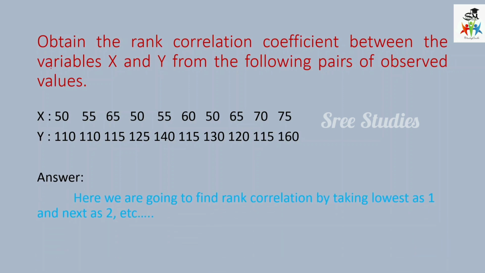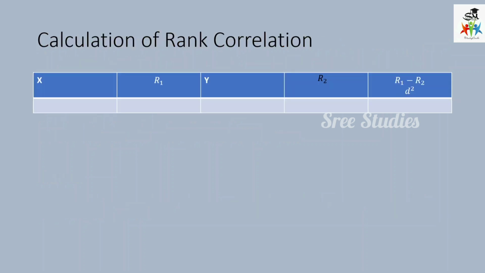Here we are going to find the rank correlation by taking the lowest value as 1 and the next to lowest as number 2, second rank, and so on. Let us start with solving the problem.